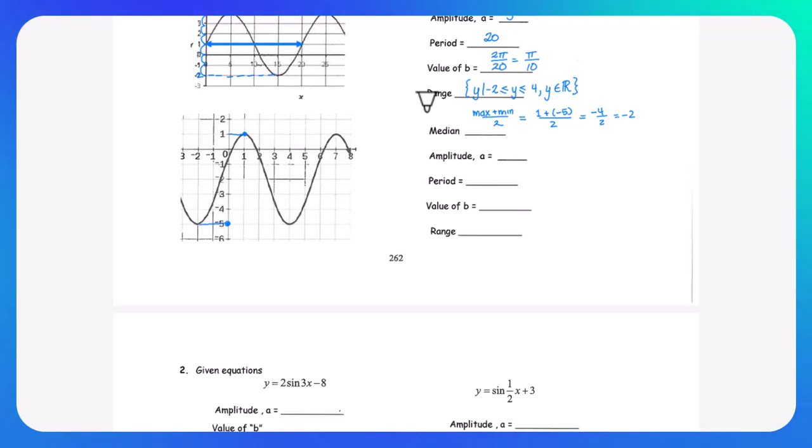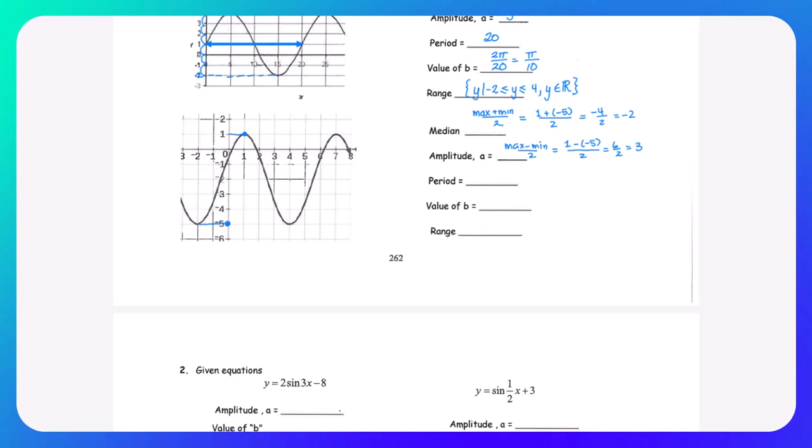What is the amplitude? Well, let's use the formula again. We're going to say it's max minus min over 2, which is 1 minus that negative. So that's going to make that a positive. That's 1 plus 5, which is 6 over 2, which is 3.